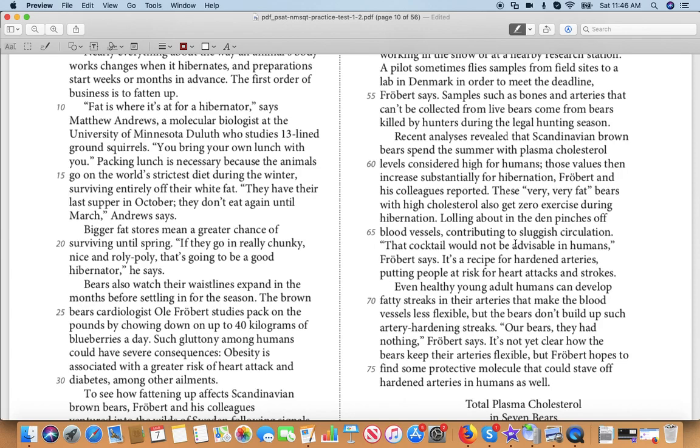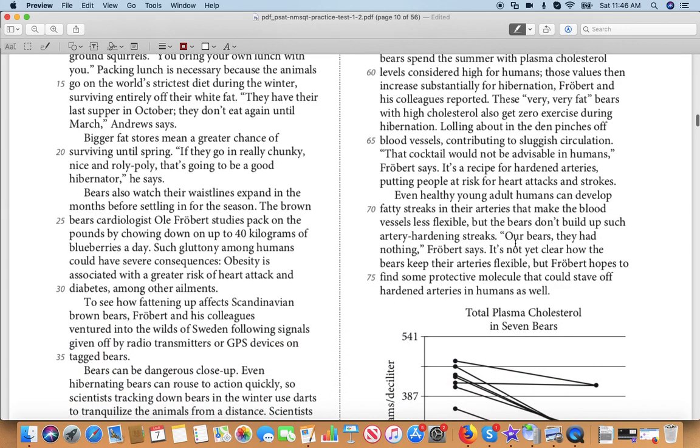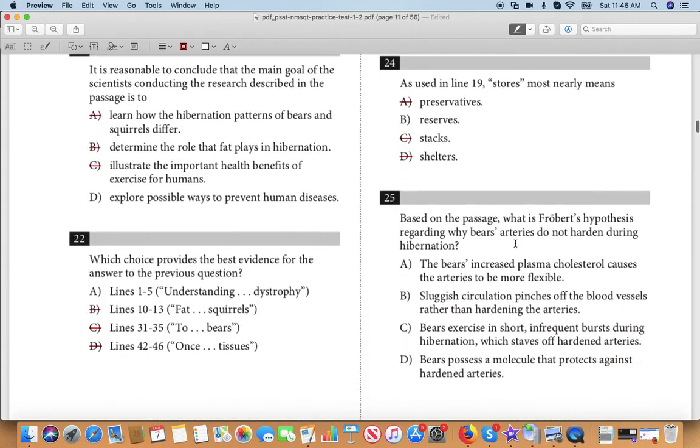If you don't see it, don't worry about it. The very fat bears for humans, it's a recipe for hardened arteries, putting people at risk. Our bears, they have nothing. It's not clear yet how the bears keep their arteries flexible, but protective molecule. Some protective molecule? That could stave off hardened arteries, yeah. Protective molecule. Look at the answer choice for 25. D has bears, it says a molecule that protects against hardened arteries. Bingo. You feel pretty good about that?